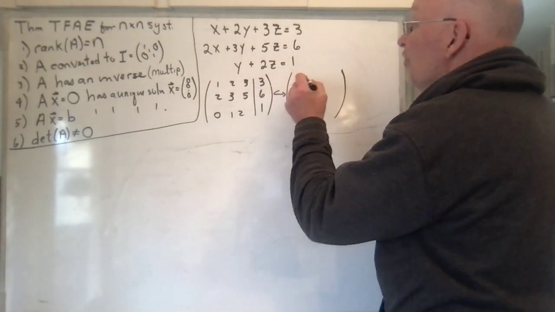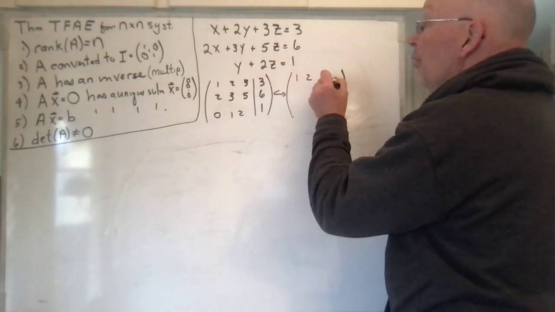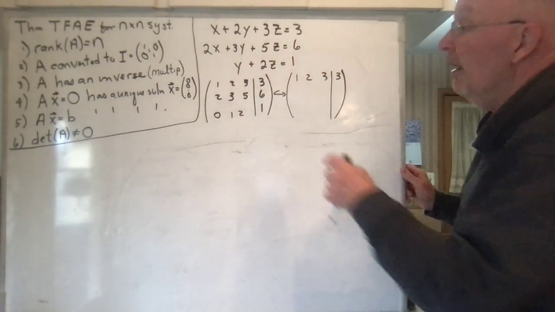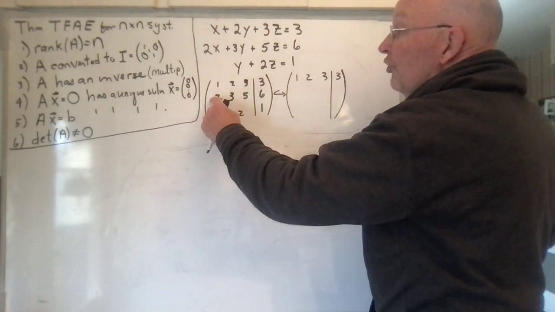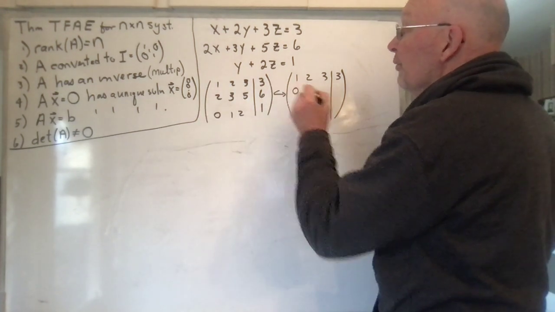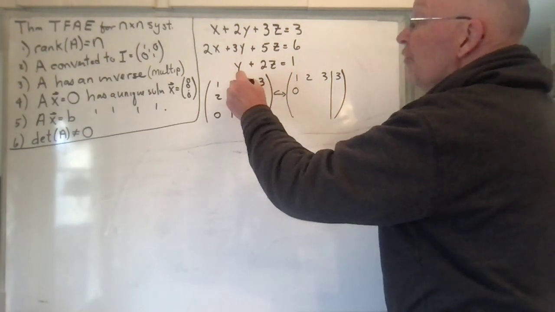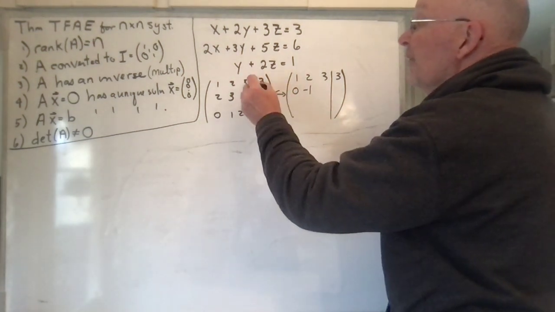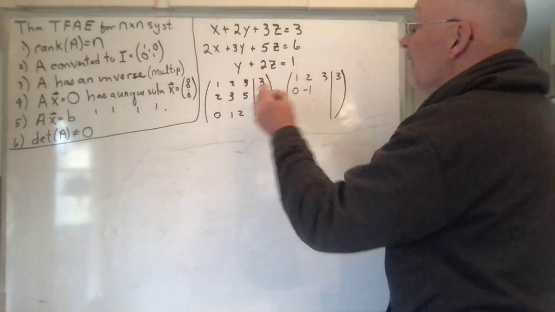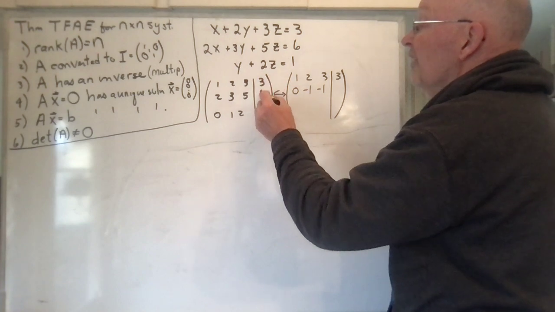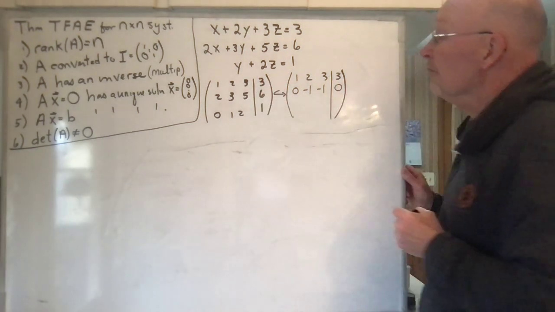I'm going to leave this row just the way it sits. 1, 2, 3, 3. And now I'm going to multiply this row by -2 and add it to this one. -2 and add it gives me a 0 there. That's what I'm after. -2 times this and add it gives me a -1. -2 times this and add it gives me a -1 there. -2 times this and add it gives me a 0 there.